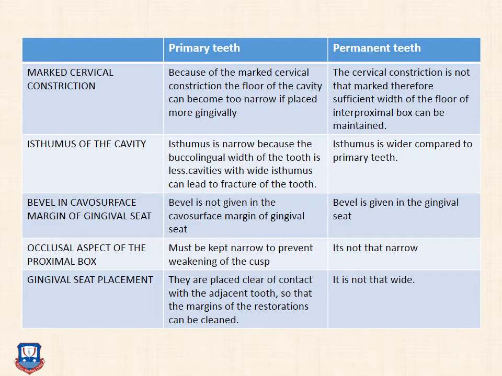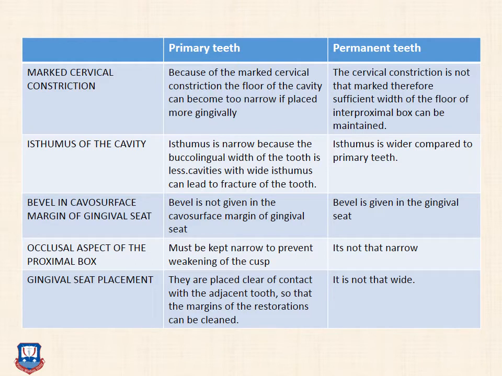Next is bevel in the cavosurface margin of the gingival seat. In primary teeth, bevel is not given in the cavosurface margin of the gingival seat, while in permanent teeth, bevel is given in the gingival seat. The reason why bevel is not given in the primary teeth is because of the placement of the gingival enamel rods.